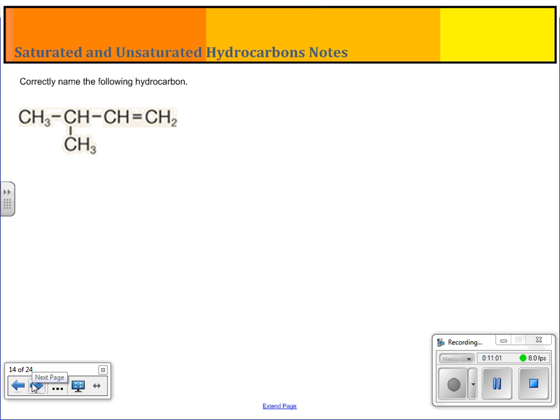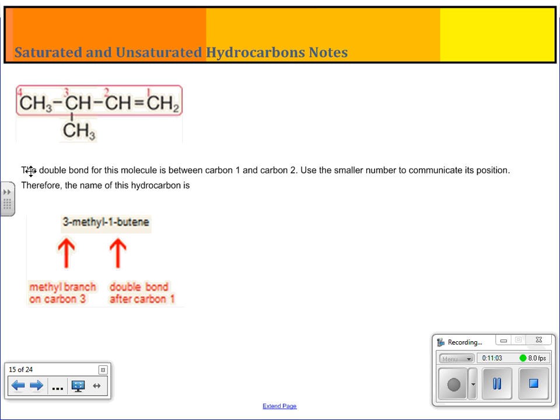This particular one here, we're going to follow the steps on the next slide. So the double bond for this molecule is between carbons 1 and 2. Use the smaller number to communicate its position. Therefore, the name of the hydrocarbon is 1 here for where the double bond occurs. 3 is for where the methyl group occurs. So we've got 3-methyl because the methyl branch is on carbon number 3, and then 1-butene because ene, meaning there's a double bond, after carbon number 1, and then it's got 4 carbons in it.